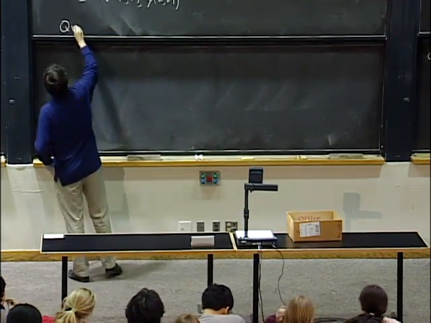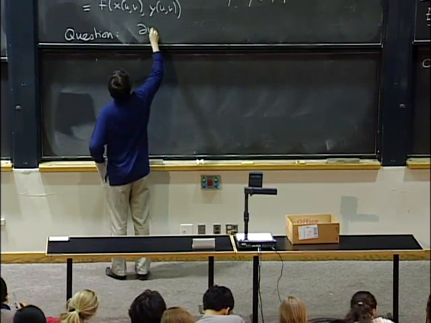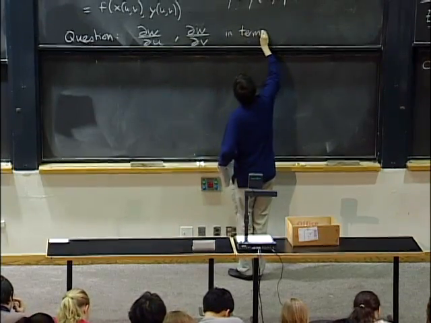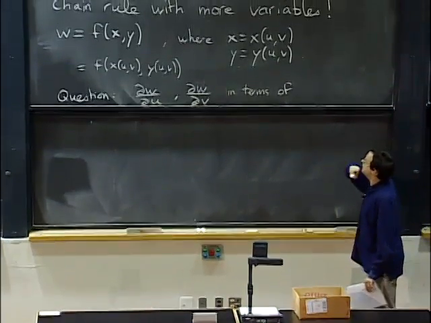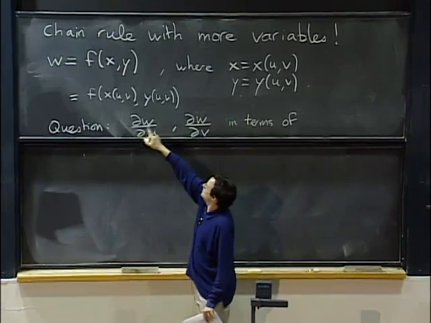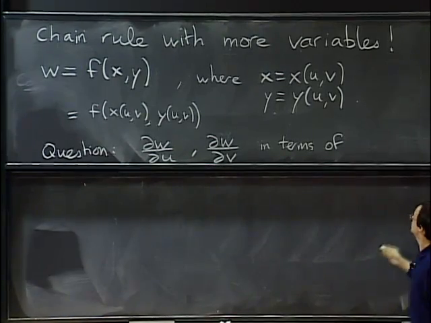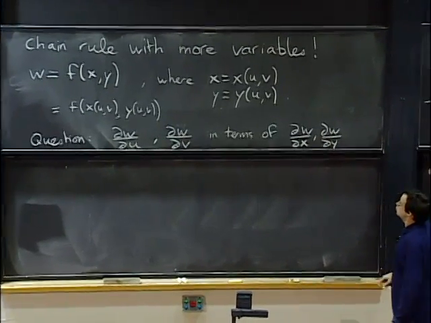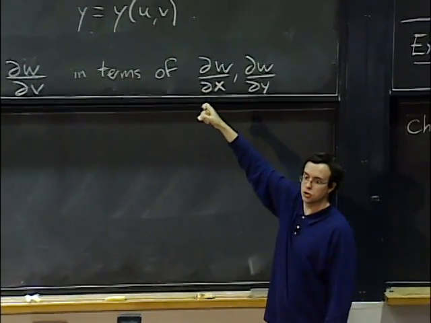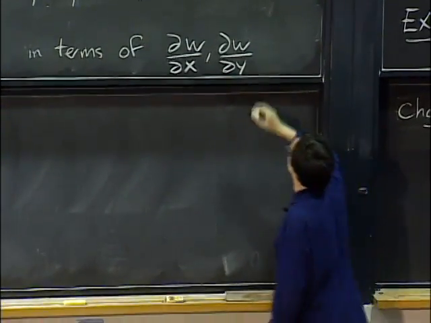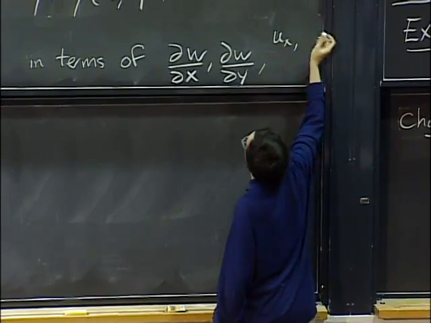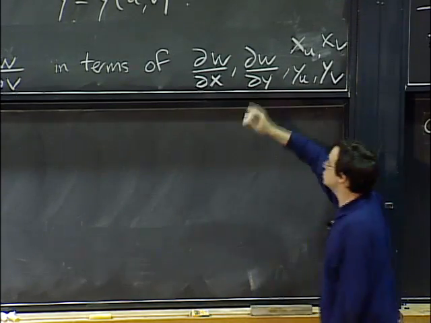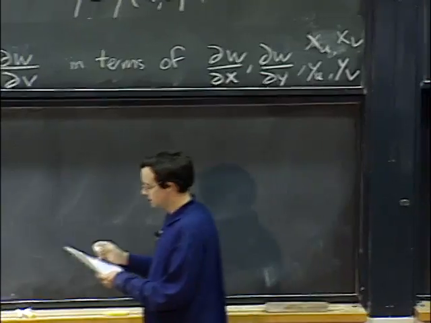So the question is, what are partial W over partial U and partial W over partial V in terms of, so let's see, what do we need to know in order to understand that? Well, probably we should know how W depends on x and y. If we don't know that, then we're probably toast. Okay, so partial W, partial x, partial W, partial y should be required. What else should we know? Well, it would probably help to know how x and y depend on u and v. If we don't know that, then we don't really know how to do it either. So we need also x sub u, x sub v, y sub u, y sub v. So we have a lot of partials in there. Well, so let's see how we can do that.